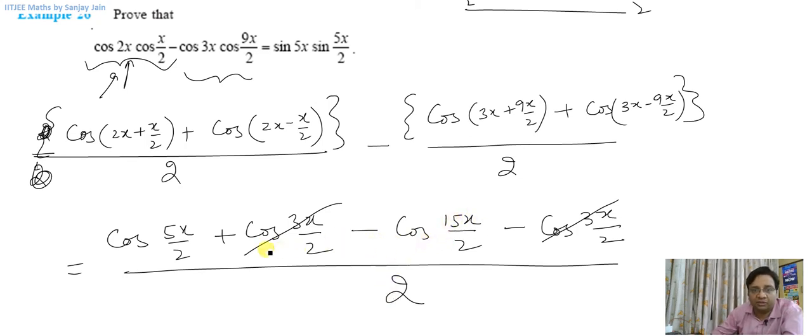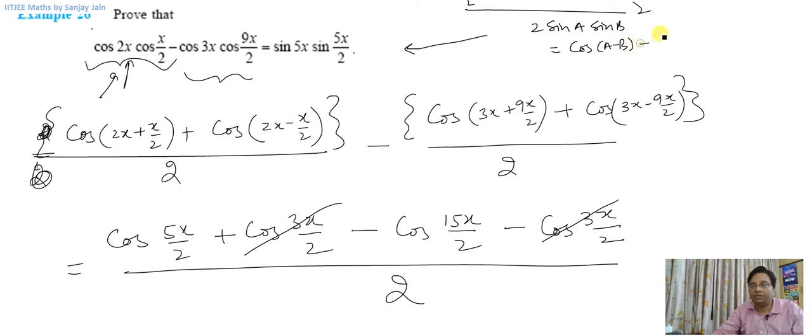Now what you can do is, you have two options. Either you work on the right hand side and you know the formula for 2 sine A sine B, right? It is equal to cos A minus B minus cos A plus B. So if you solve this right hand side, what you can do is you can write it as the right hand side.